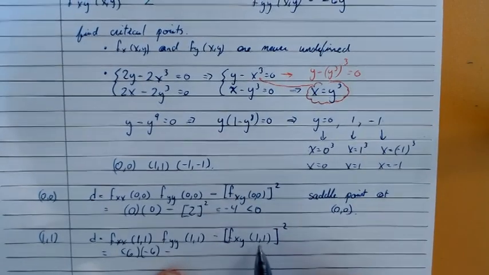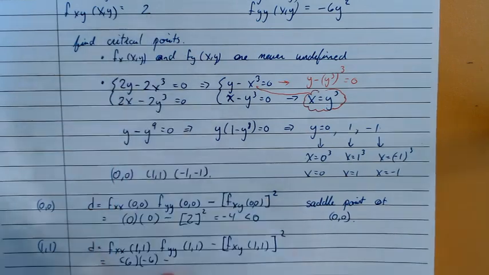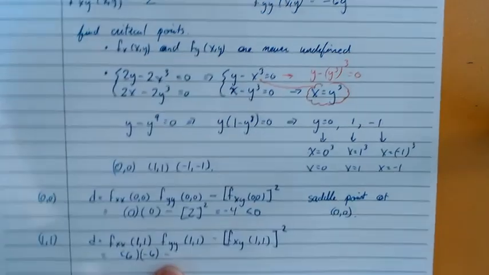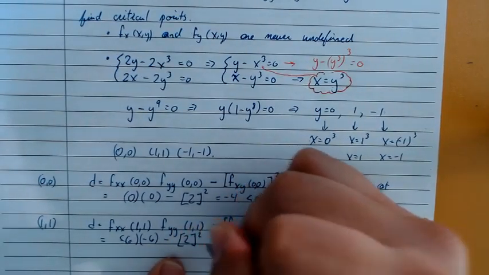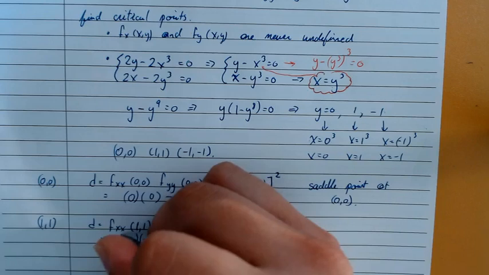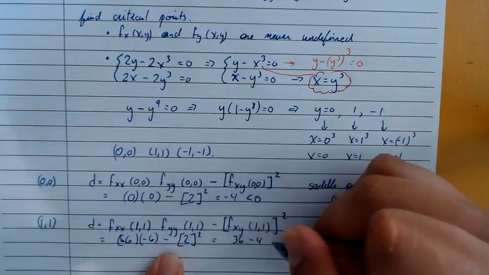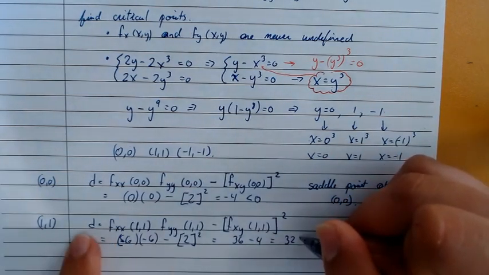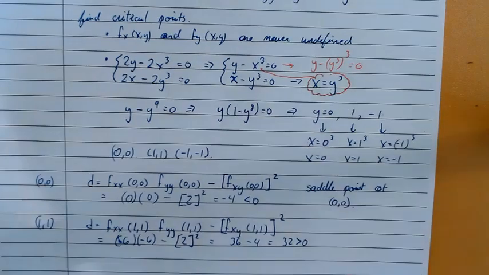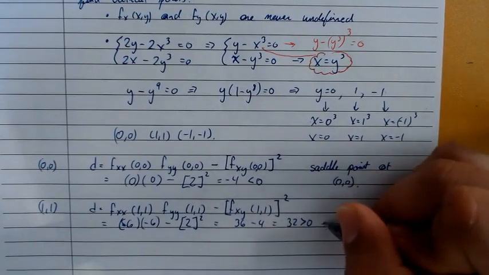And it doesn't matter what point you're plugging in, because notice f sub xy is a constant. It's the number 2. So no matter what you plug in, it's the number 2. But don't forget that's being squared. All right, well, that's going to be negative 6 times negative 6 is a positive 36. Minus 4 is a positive 32. But since d is 32, which is positive, that's going to give us a relative extrema.